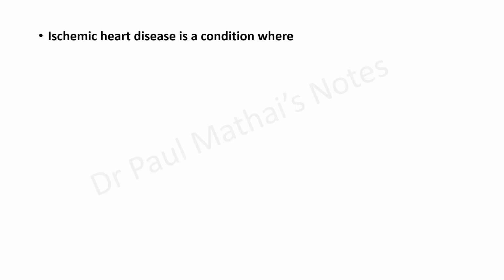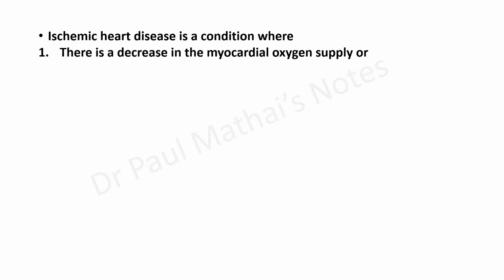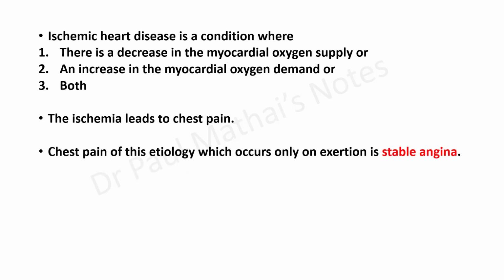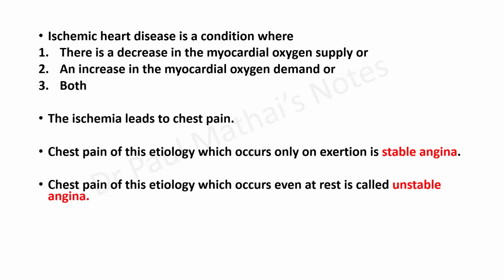Now, let us try to understand the role of beta blockers in ischemic heart disease. Obviously, we'll have to understand what ischemic heart disease means to begin with. Now, ischemic heart disease, to oversimplify, is a condition where there is either a decrease in the myocardial oxygen supply or an increase in the myocardial oxygen demand, or a combination of both. This ischemia leads to chest pain. Chest pain of this etiology, which occurs only on exertion, is called stable angina. On the other hand, chest pain of this etiology, which occurs even at rest, is called unstable angina.